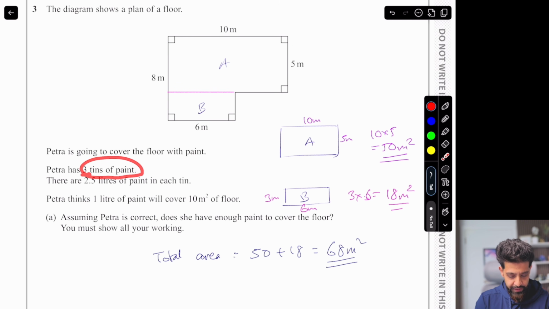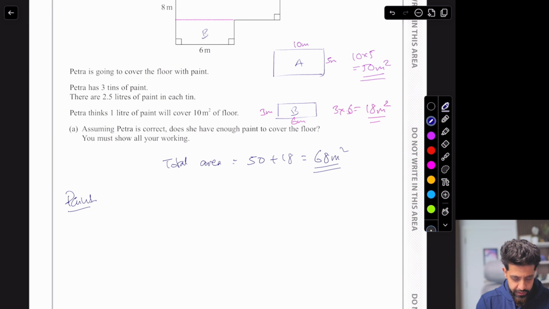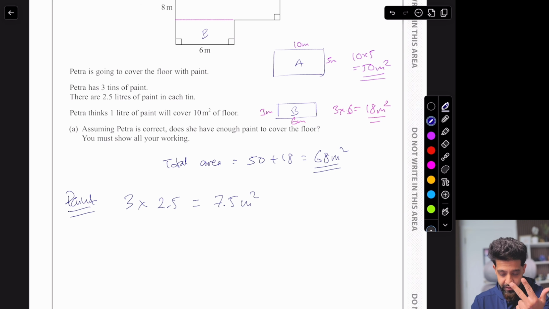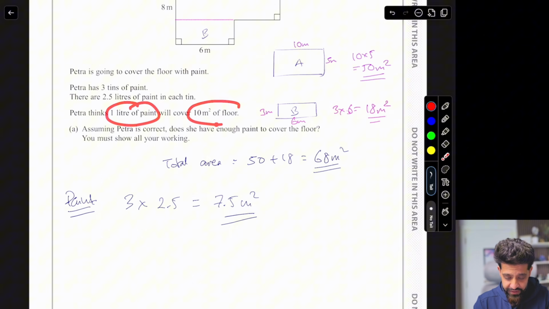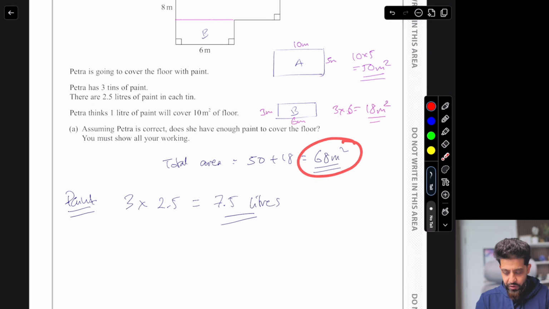She's got 3 tins of paint. Each is 2.5 liters. So therefore, for this paint part, we can say 3 times by 2.5. This will work out the total amount of liters that she has. And 3 times by 2.5 is 2.5, 2.5 is 5, and another 2.5 is 7.5. All right. She thinks that 1 liter of paint would cover this much. So this is, sorry, not meters squared. I shouldn't do that. I've done the units wrong. It should be 7.5 liters.